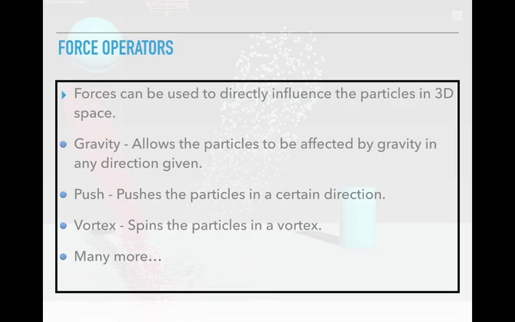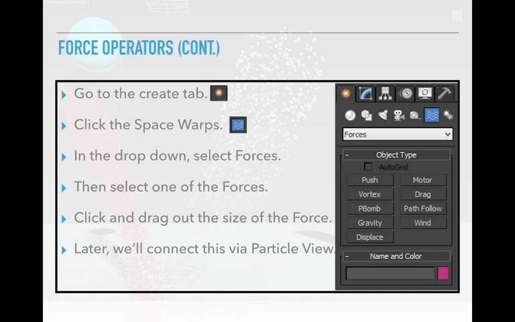Variables would be forces and deflectors. Forces, force operators. Force operators are used to directly influence the particles in 3D space, such as gravity, push, and vortex. Gravity allows the particles to be affected by gravity in any direction. Push pushes the particles in a certain direction. And vortex spins the particles in a vortex. There's more than that, and we'll get into that later.